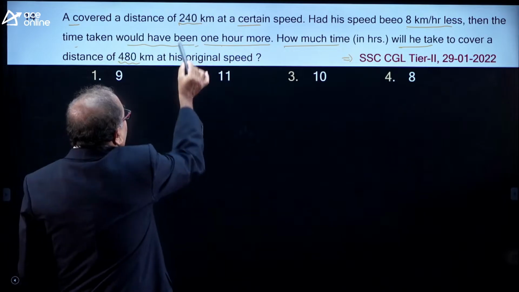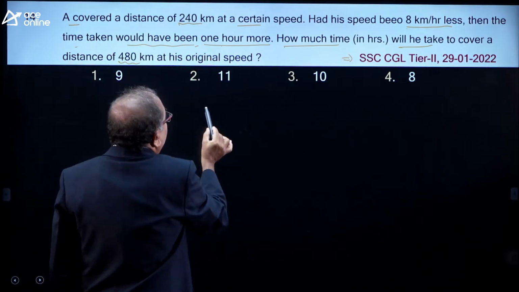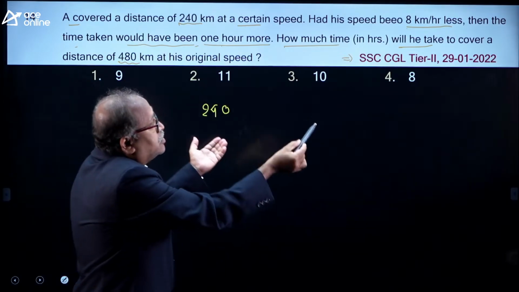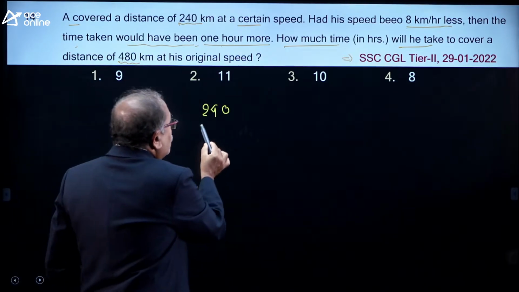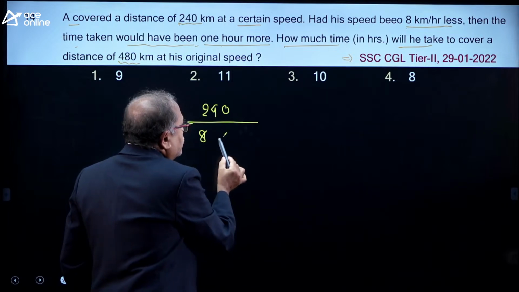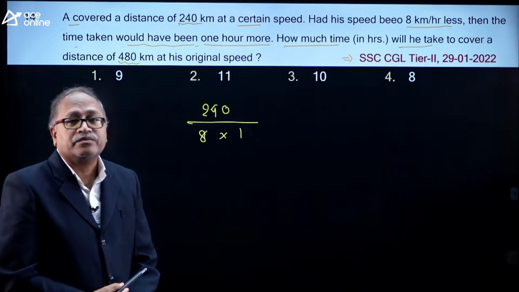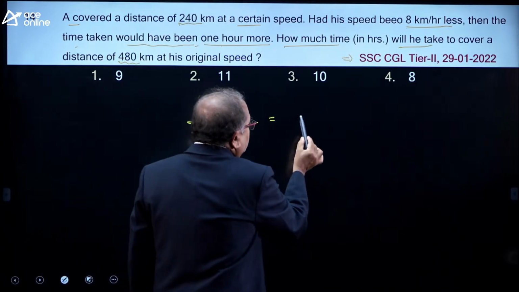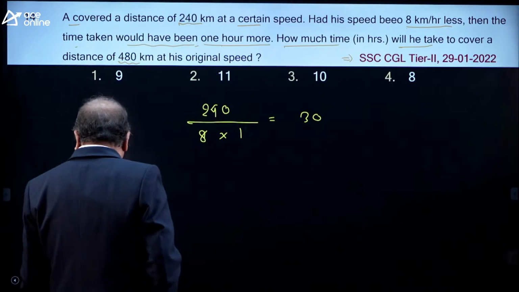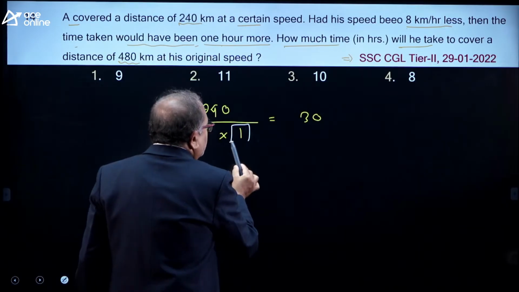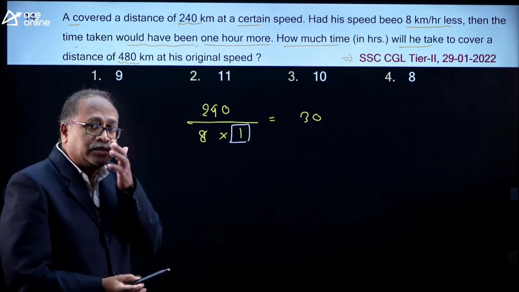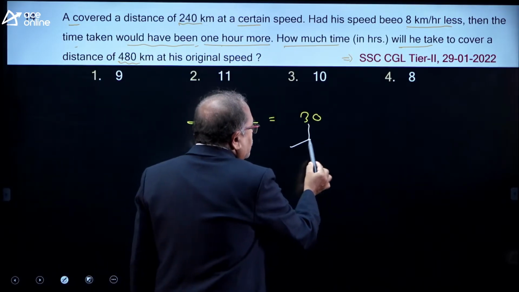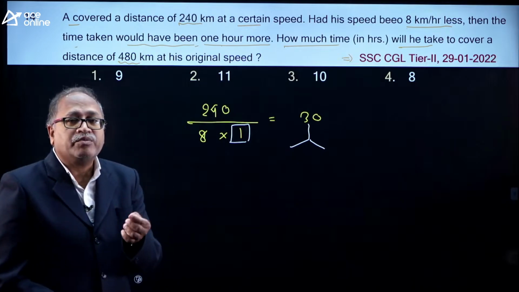So, look at this part, that is 240, in which he reduced the speed by 8 kilometer and the time is increased by 1 hour. So, what comes over here? That is 30. Now, the time gap is 1 hour. I explained many such questions in my recorded classes. So, break this number such that there should be a gap of 1 hour.